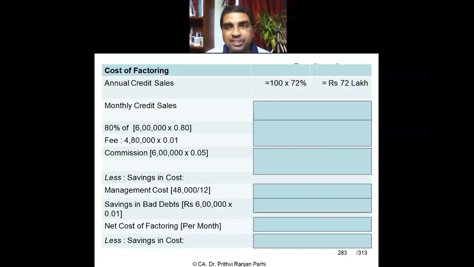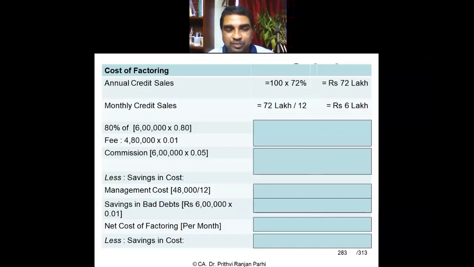What is the monthly credit sale? Can you compute? Monthly credit sales is annual credit sales divided by 12. How much? 6 lakh. Okay. Now, what is 80% of this? Why are we computing 80%?